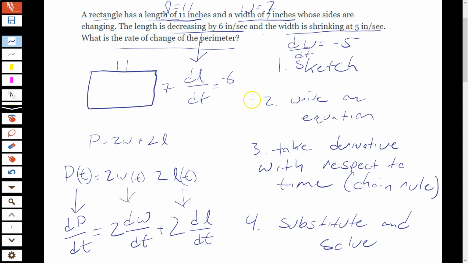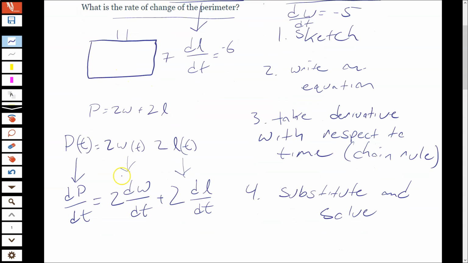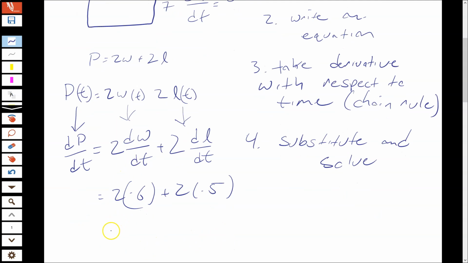And then I just plug that in. So I have my two derivatives. I'm looking for dP/dt, so I don't need to find that. That's what I'm trying to solve for. And I get 2 times negative 6 plus 2 times negative 5. And then I just simplify. So negative 12 plus negative 10 is negative 22.